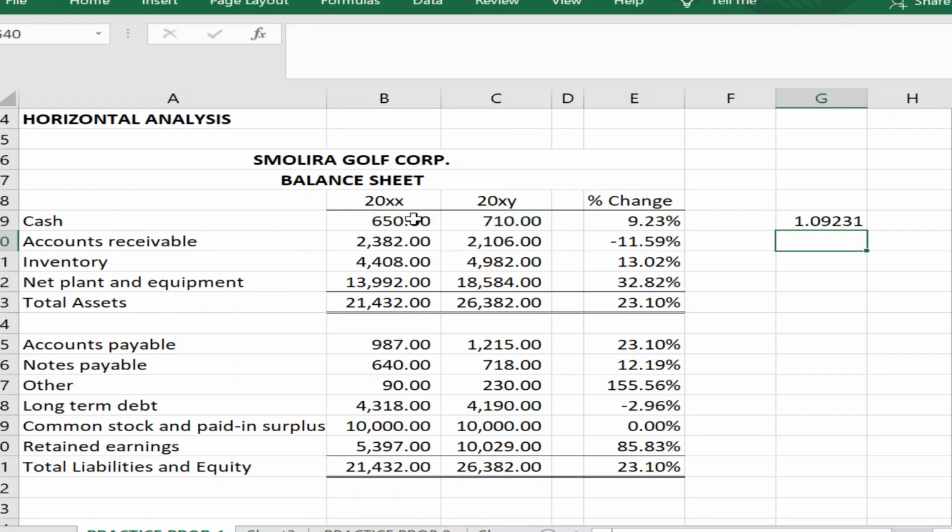So you will get 1.0923. We multiply this by 100 to get the percentage, so this is 109.23%. This means that from the previous year to the current year, there is a 9.23% increase. It's the same as 109.23, and you deduct 100 from that.